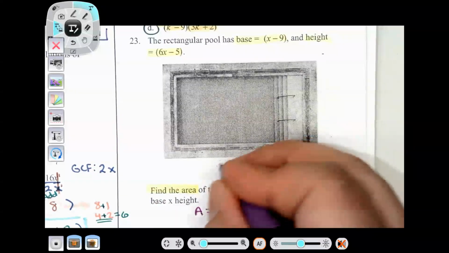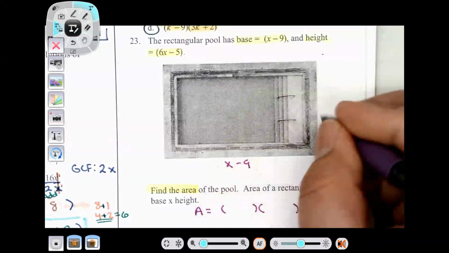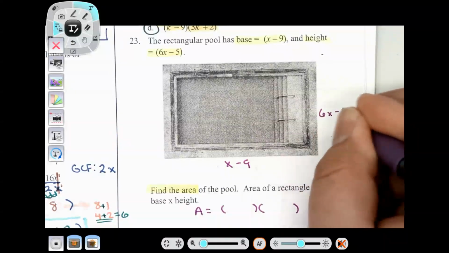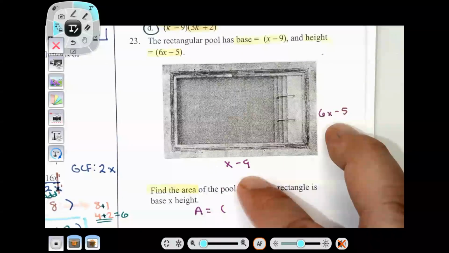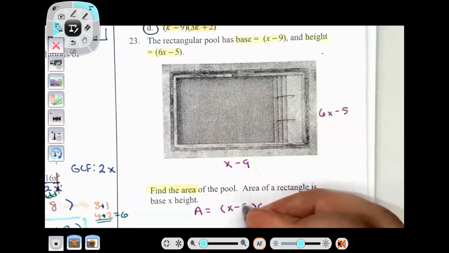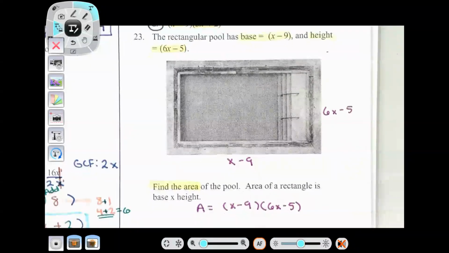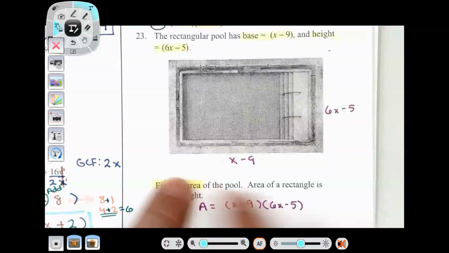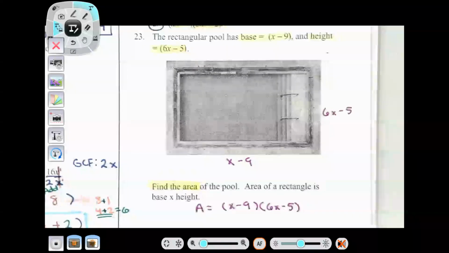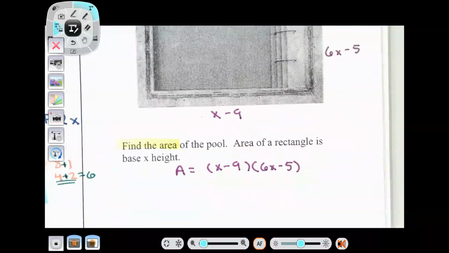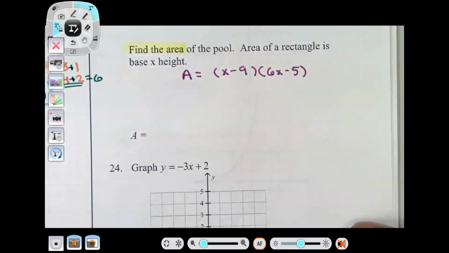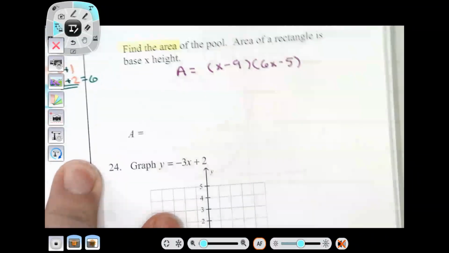Well, you have your x minus 9. You have your 6x minus 5. Well, those are your 2 things. So x minus 9 and 6x minus 5. It doesn't matter which one you write first. But when I find area, all we have to do is multiply 2 things. So we don't need the picture anymore now. I just need to do the work. All right, so here we go.